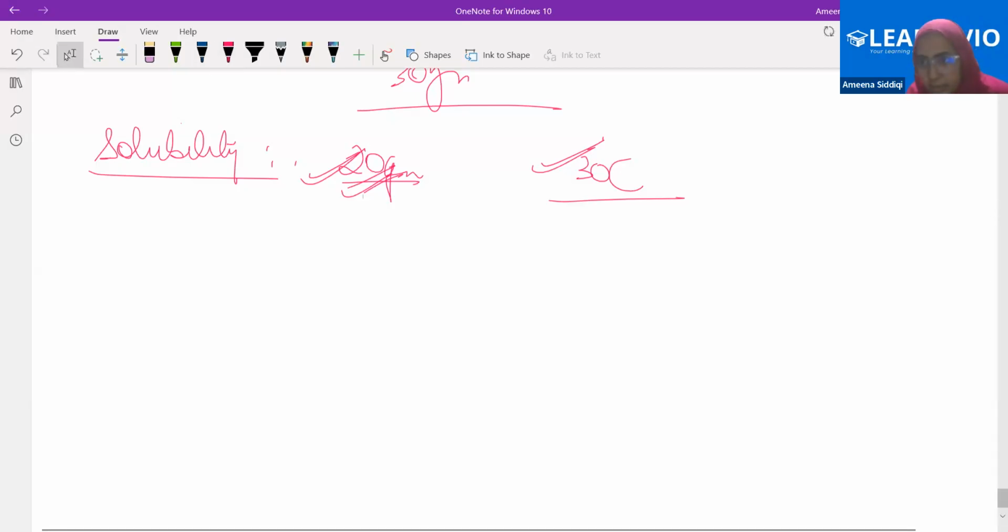I'm stopping it here. In the next class, we'll continue from this, but please go through the NCERT, this part of the NCERT.